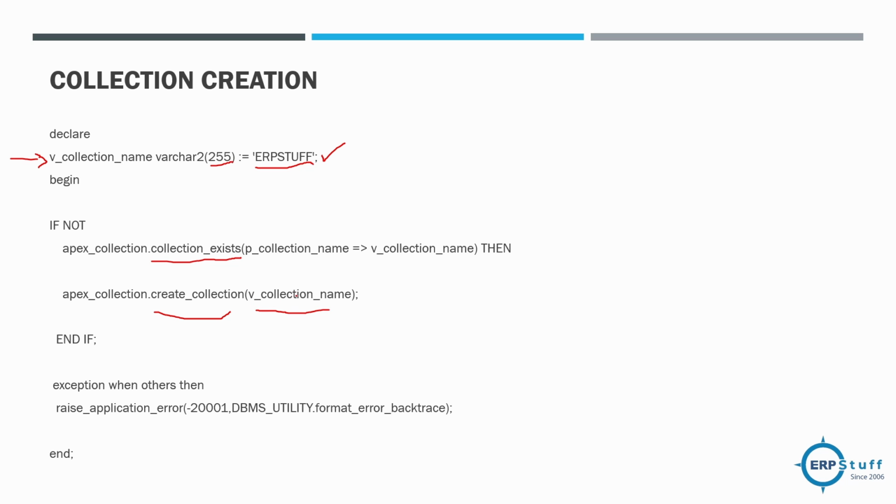Or you can give a hard-coded name, or a field name from your form, up to you. Then the exception section. This way you will be creating a collection. It is just a collection created. There is no column assigned, no member, no data, nothing. We just created a collection name, that is ERPstuff.